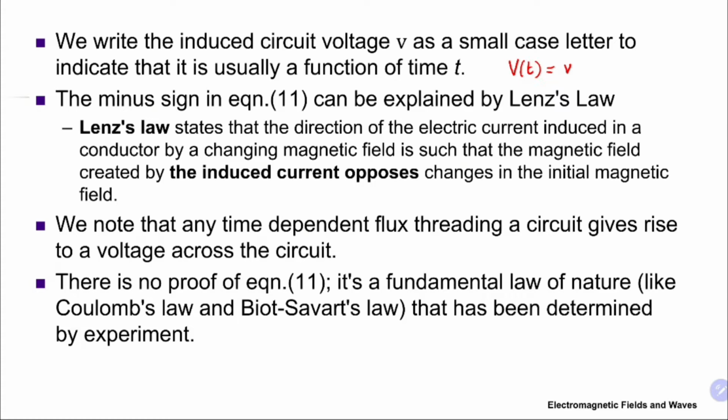The minus sign in equation 11 can be explained by something known as Lenz's law. Lenz's law states that the direction of the electric current induced in a conductor by a change of magnetic flux is such that the magnetic flux created by the induced current opposes the change in the initial magnetic field. So it is trying to oppose the original magnetic field. Okay, so that's why it has a minus sign there. So we note that any time-dependent flux linking a circuit gives rise to a voltage across the circuit, and that is what Faraday discovered.